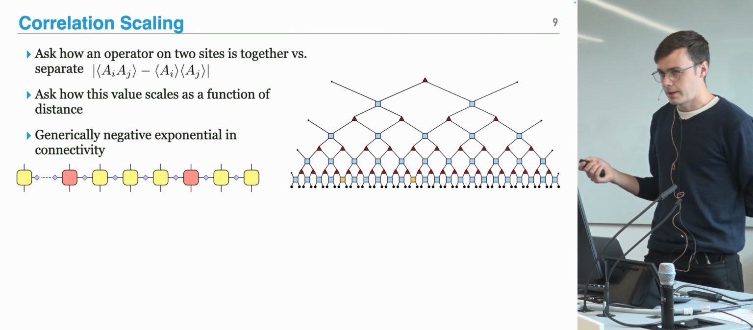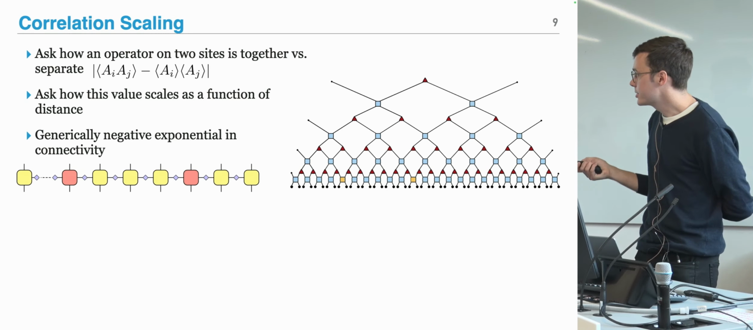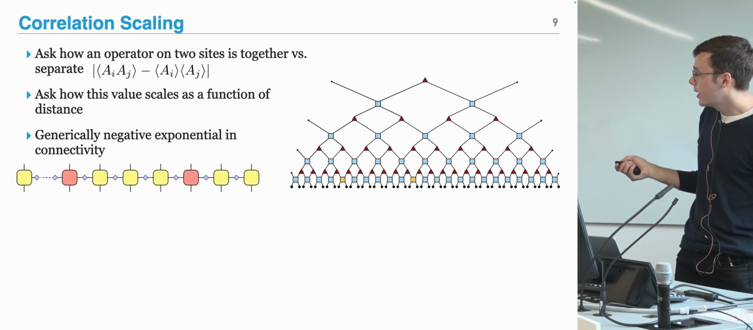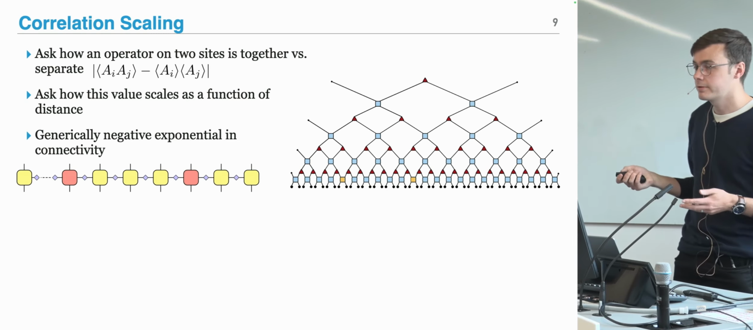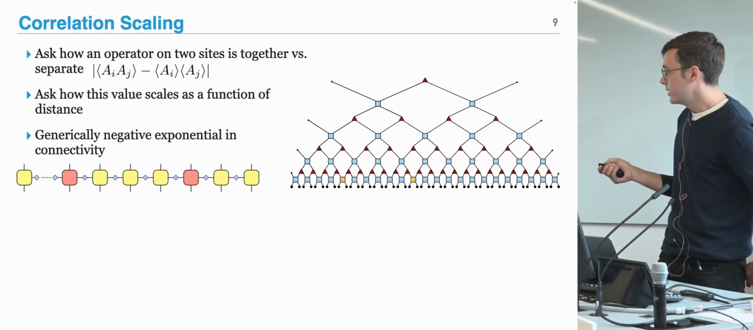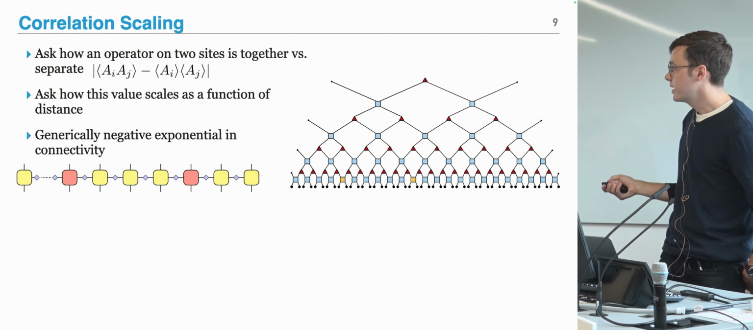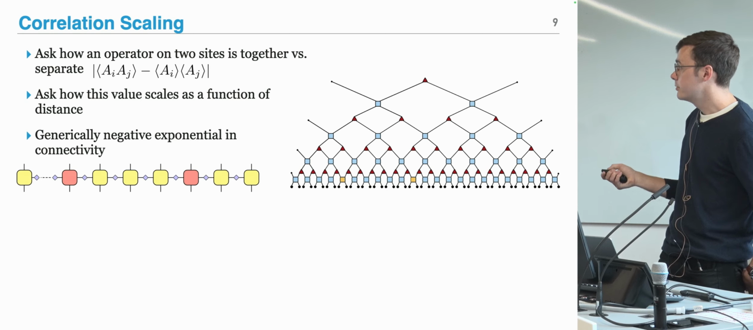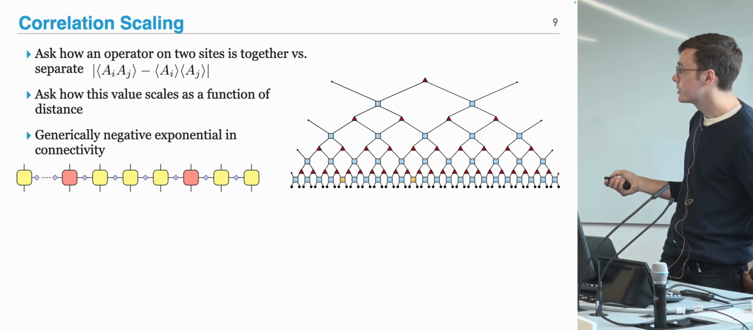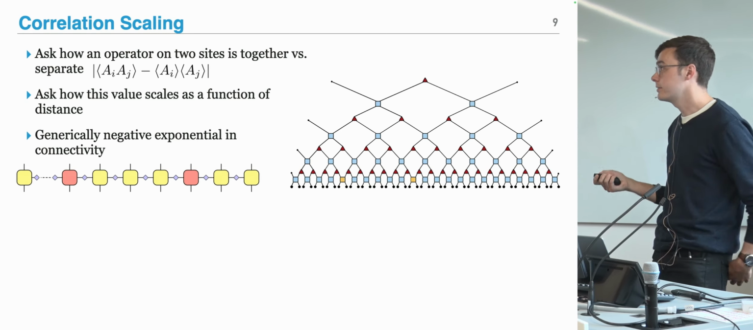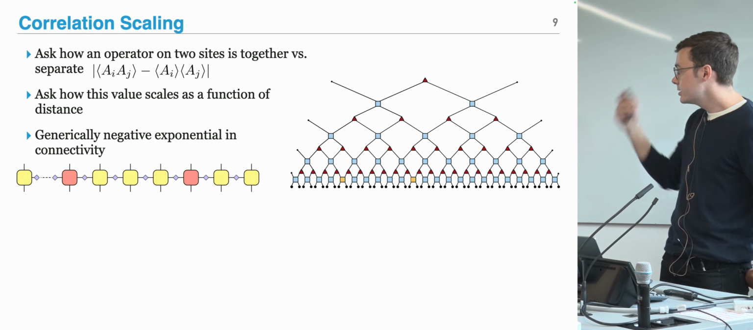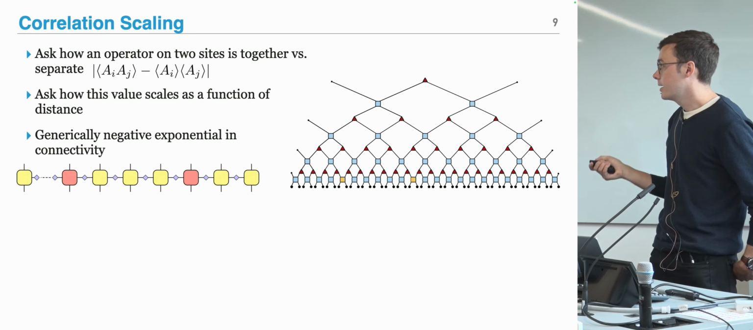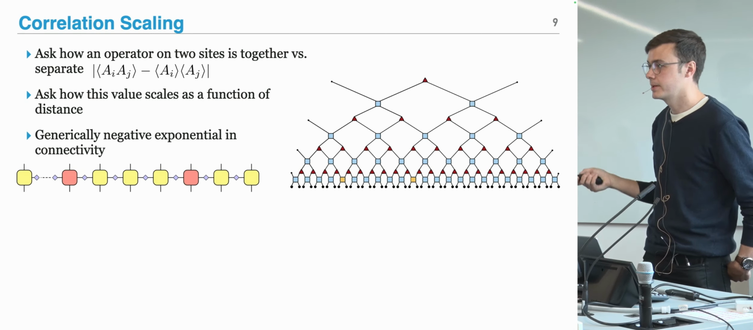So maybe let's unpack a little bit what I mean about correlation scaling. The basic question here is, if I have some operator on two sites that I measure, let's just say the expected value of the magnetization of a spin, I can look at how that operator looks collectively, when I measure it on two sites simultaneously, that's this expression, and the difference between whether I do that collectively or whether I do it on each site individually. Basically the value of this so-called correlation function tells us how much information these different sites share. And so we can ask for these different sorts of states how this value scales as a function of distance. And in particular, with typical states, this generically decays exponentially, like negative exponentially with the distance.